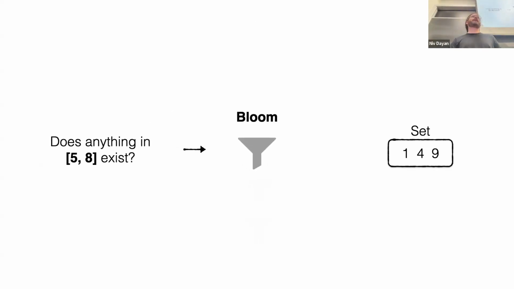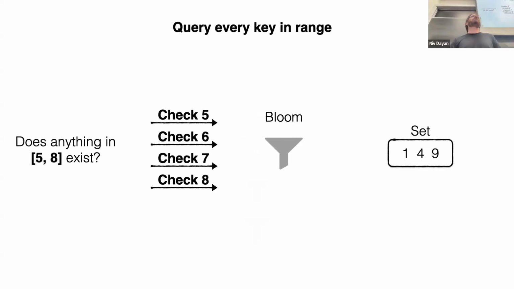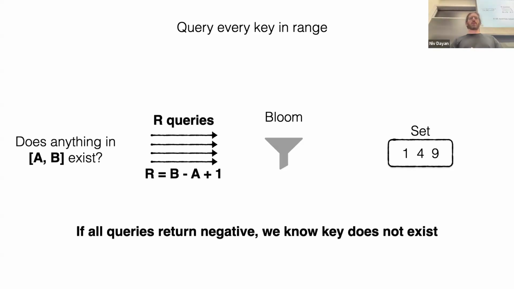Well, first of all, how would I actually process a range query using this filter? This is the natural approach: I can actually try to query for every single key in the target key range. Okay? So that's possible.